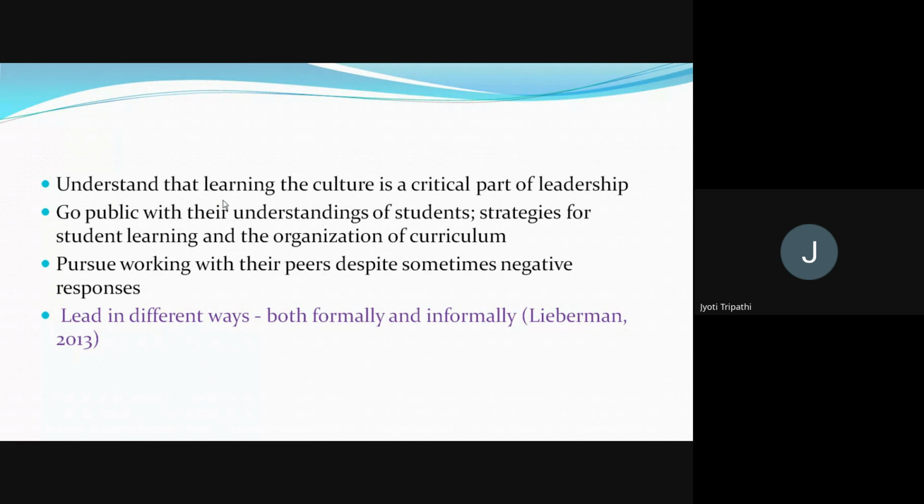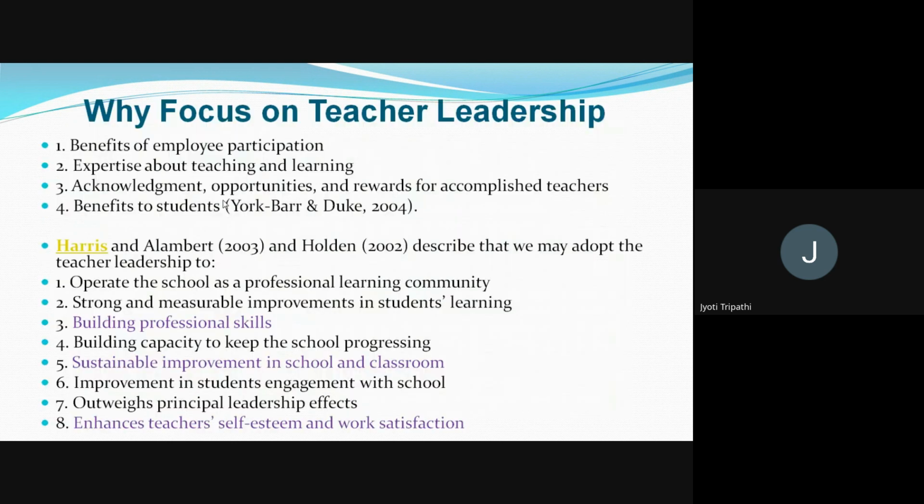So it is not that only in a very formal environment, like when a meeting, webinar, or seminar is taking place and they are delivering a speech or presentation, that they are very good as leaders. No, informally also, when they walk, when they talk, when they sit, when they stand, how they carry themselves, how they behave, the overall communication, body language, their lifestyle, their way of living, everything should speak about themselves. So these are all the areas which are needed for good teacher leaders.